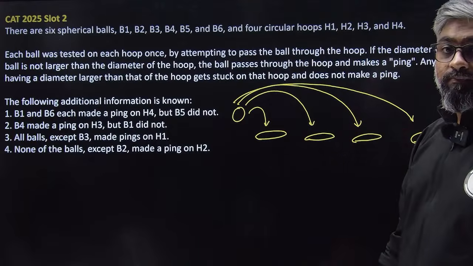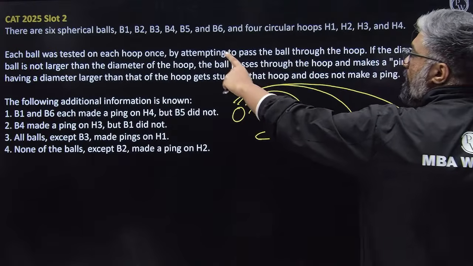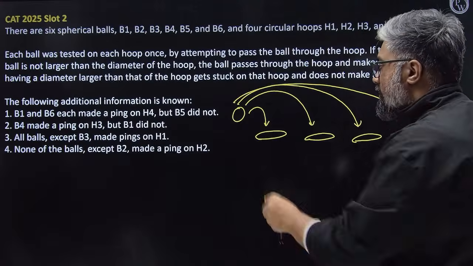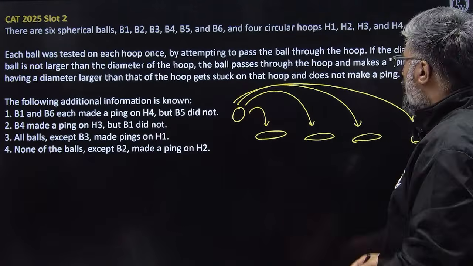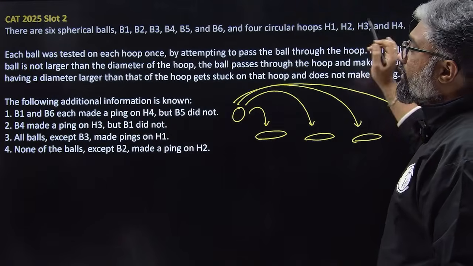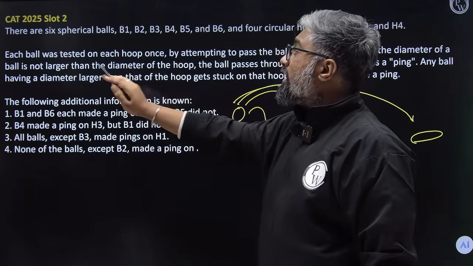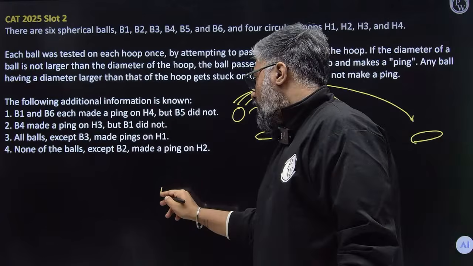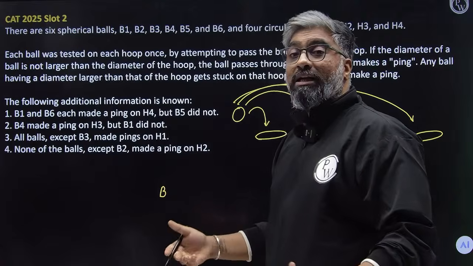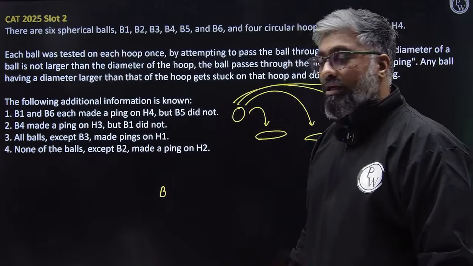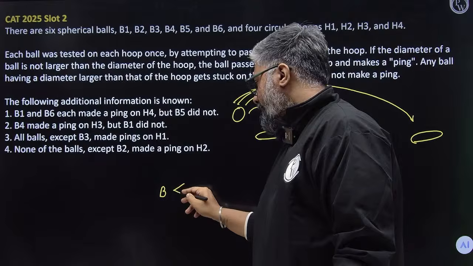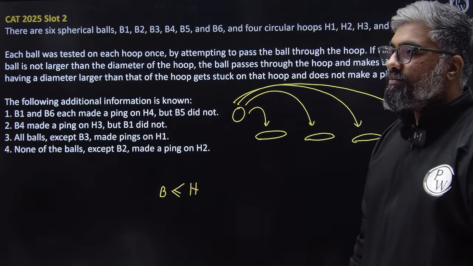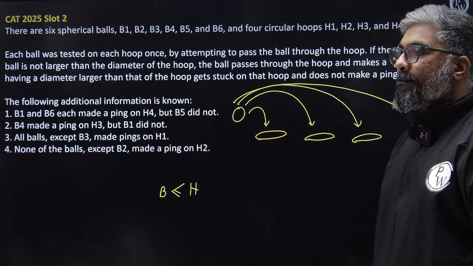Now by attempting to pass the ball through the hoop, the aim is that the ball should go through the hoop. If the diameter of a ball is not larger than the diameter of the hoop, what does it mean? If the ball's diameter is not larger, it is either less than or equal to the diameter of the hoop, correct? Clear?